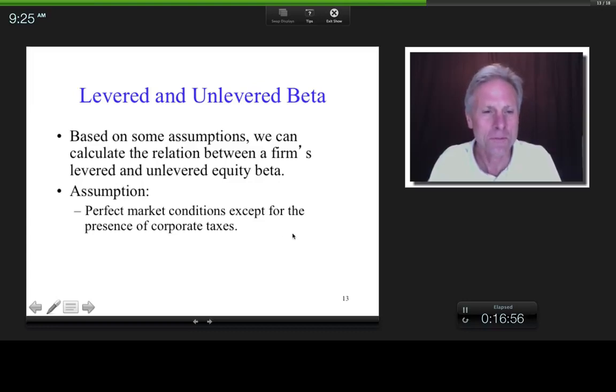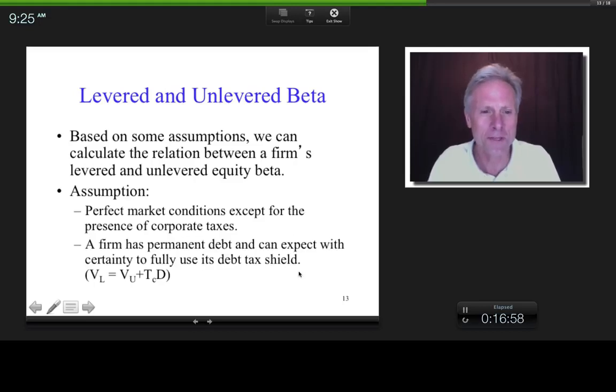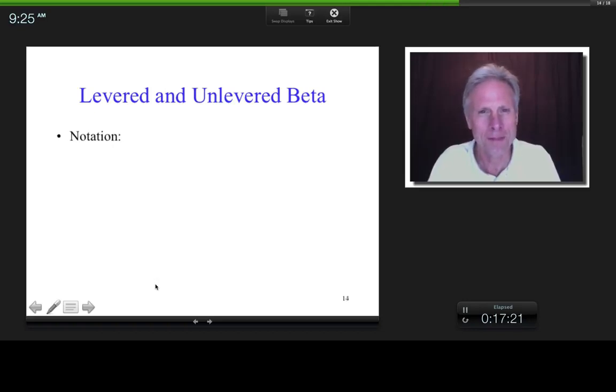And so basically what you can think of is that the value of a firm with debt, I'm calling that VL, can be thought of as its value as if it had no debt, that's the unlevered value, plus the debt tax shield. So here's the only benefit of debt. I'll talk more about that a little bit later with the diagram. But first I'm going to get into some notation.